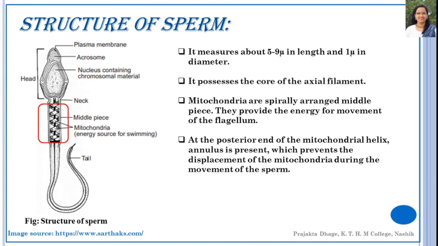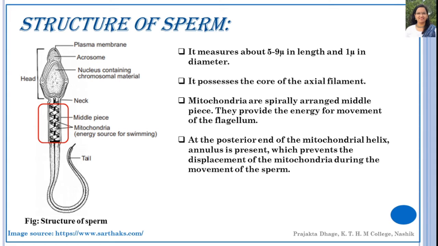Okay, let's move on to the next portion, which is referred to as the middle piece. The middle piece is going to be near about 5 to 9 microns in length, and it roughly measures around 1 micrometer in diameter. At the core region, the central region, there will be the presence of the axial filament. Around this there will be a spiral arrangement of mitochondria. So the mitochondria, if you see in this particular diagram, are spirally arranged.